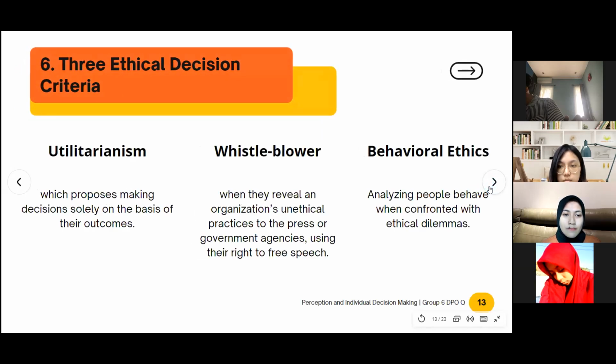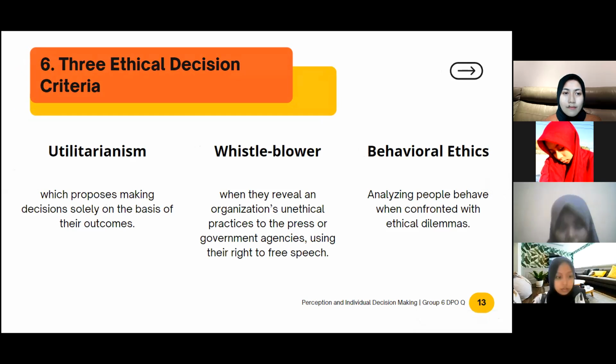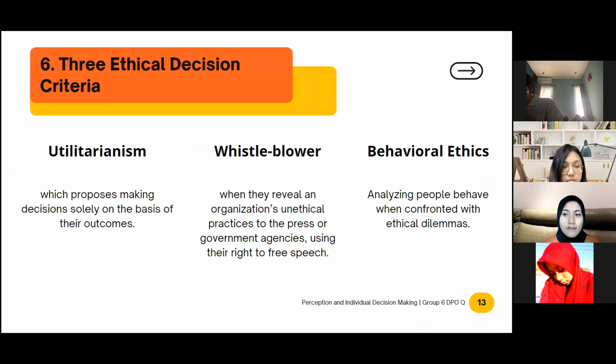Three ethical decision criteria. First criterion, utilitarianism, which proposes making decisions solely on the basis of their outcomes. Second criterion is whistleblowing, when employees reveal an organization's unethical practices to the press or government agencies using their right to free speech. Third criterion is behavioral ethics, analyzing how people behave when confronted with ethical dilemmas.